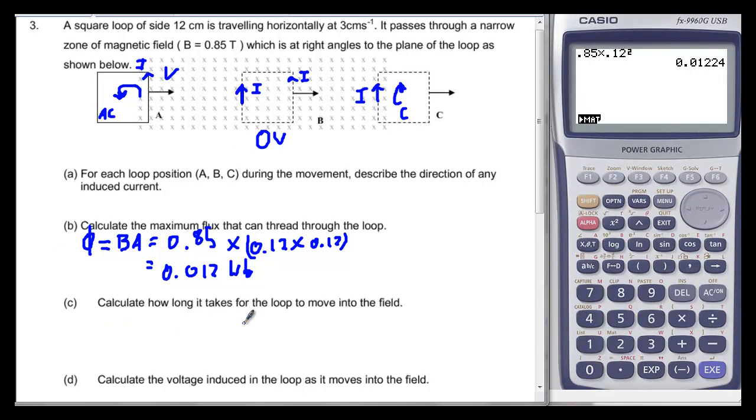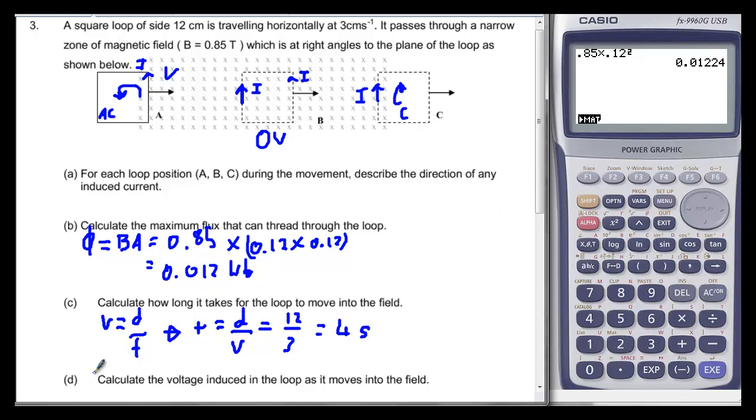3c, calculate how long it takes for the loop to move in the field. Well, if it's travelling at 3 centimeters a second and it's got to travel 12 centimeters, you can immediately see that the answer is 4. If you wanted to use an equation, you could use velocity as distance over time. We're looking for time, so we rearrange it to be distance divided by velocity. It's got to travel 12 centimeters at a velocity of 3 centimeters per second. That gives us a time of 4 seconds.